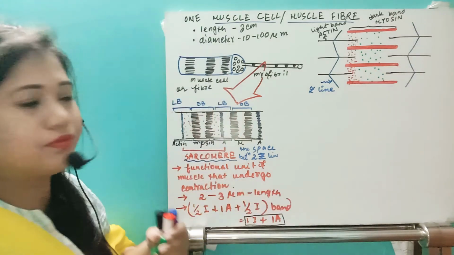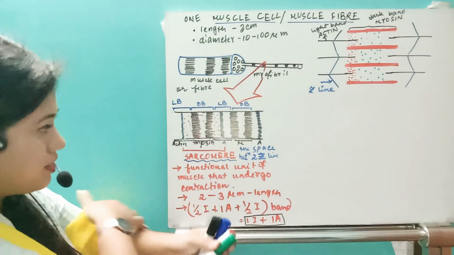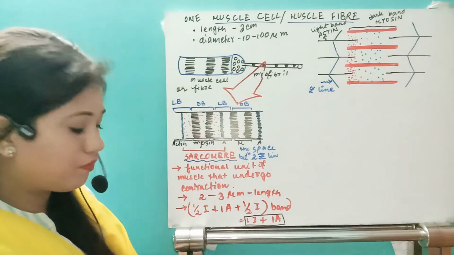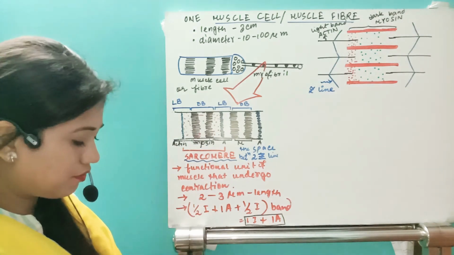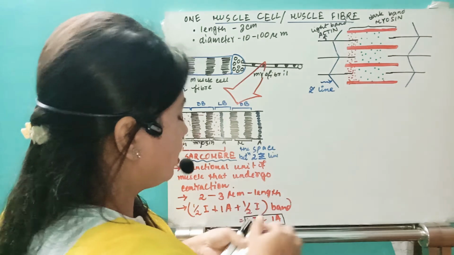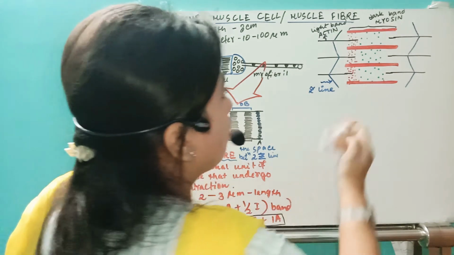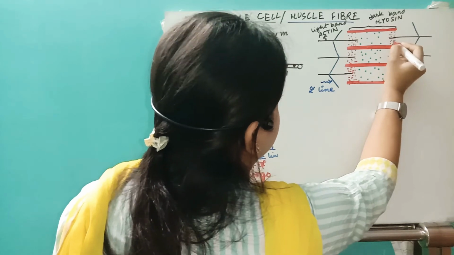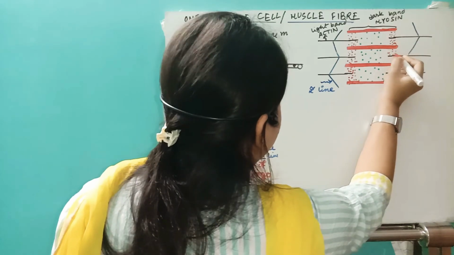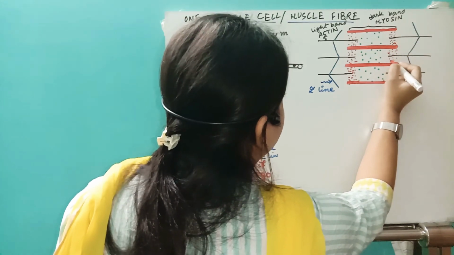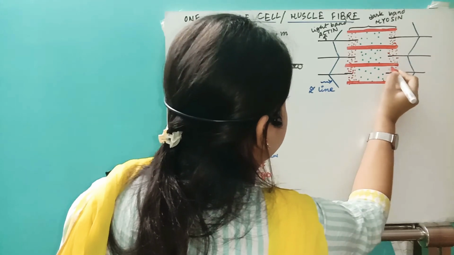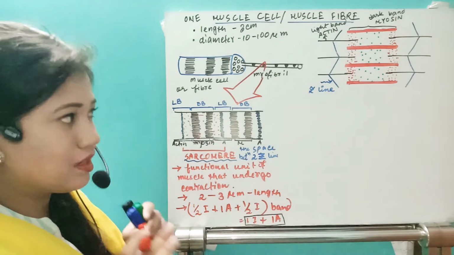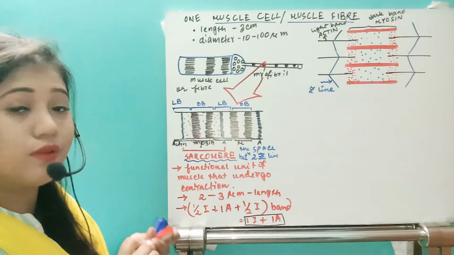Got it? Understand? And once again, you just see another band you will find in the dark band itself. What is that? In this region, what are we going to have? Once again, overlapped actin and myosin. Here the myosin and actin, both are overlapping. So this will be the structure. Hope you have understood.